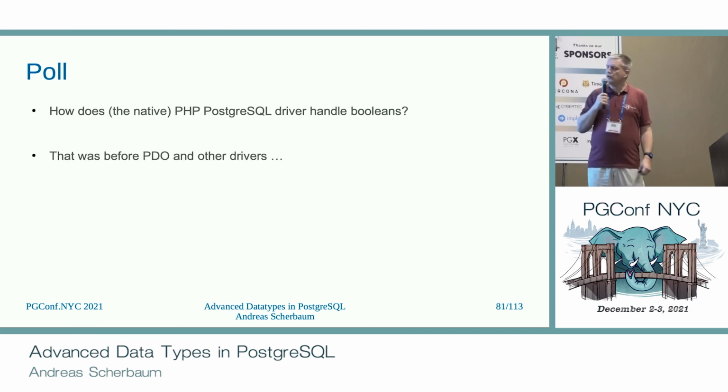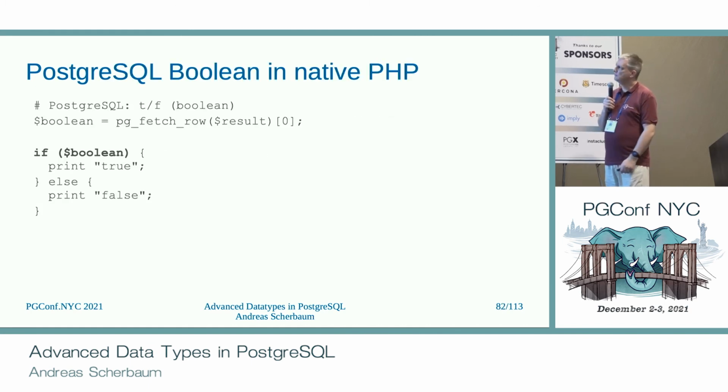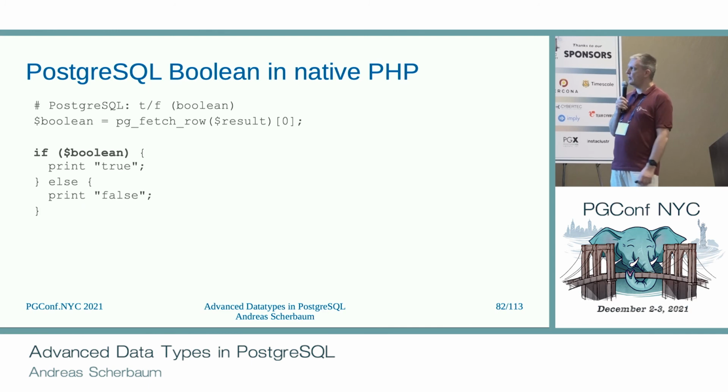Okay, one question. Do you know how PHP, native PHP Postgres driver handles Booleans? Not PDO, one of the others. So like this pg_fetch_row, if you have a Boolean field in your database, what does it give you back? It does give you text back. So the native PHP driver has no idea what data type you're using in Postgres. What does it mean if your field in Postgres is not 0 and 1, but T and F?